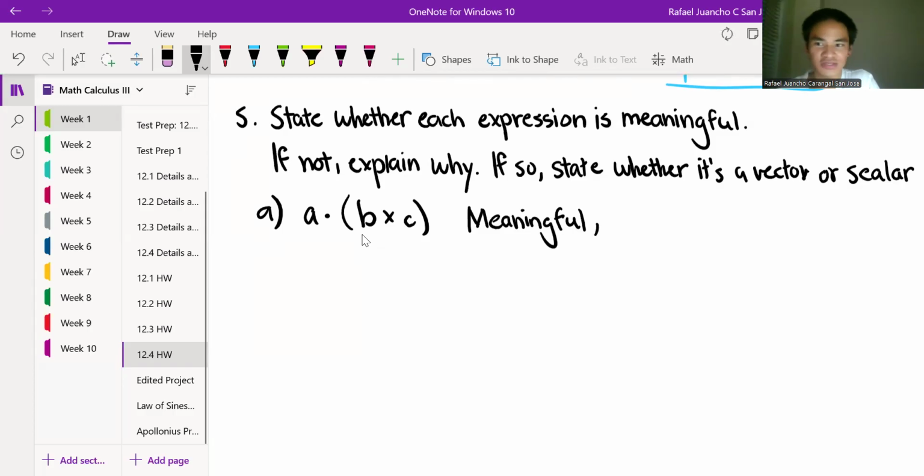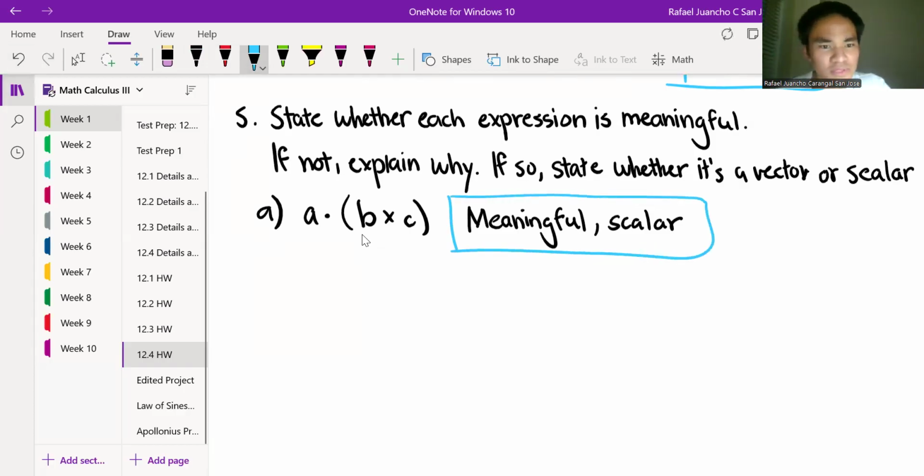And what does it give us? If we're getting the dot product of two vectors, a scalar. We're getting a scalar out of it. So the expression is meaningful. It is a scalar. That's what it is. Let's see if we got that. All right, we got it. All right, let's continue.